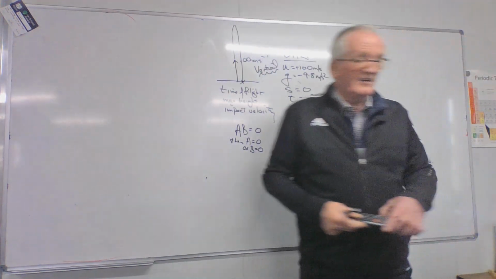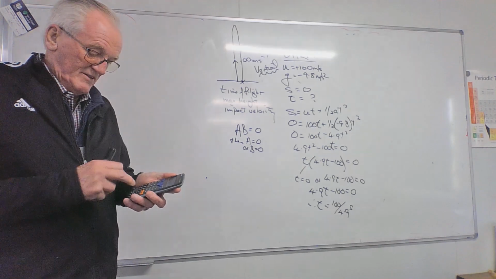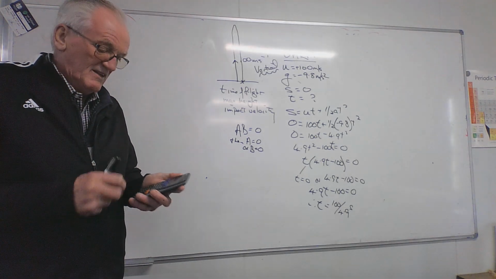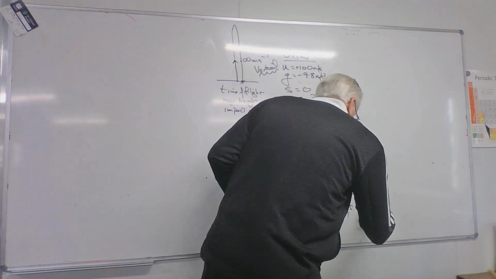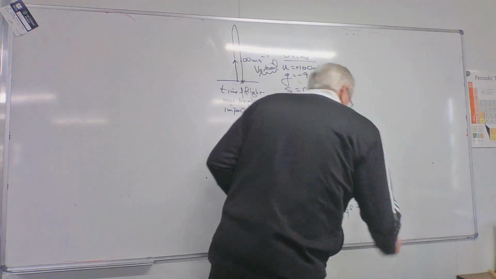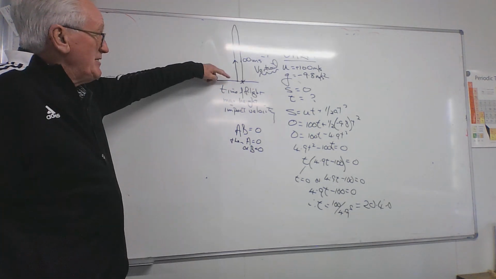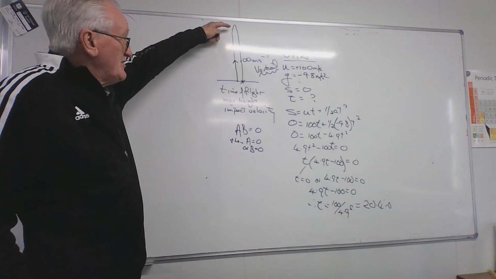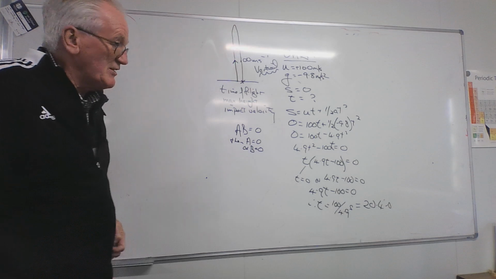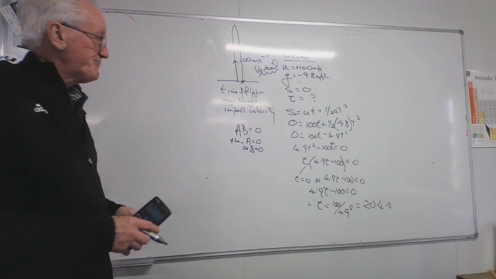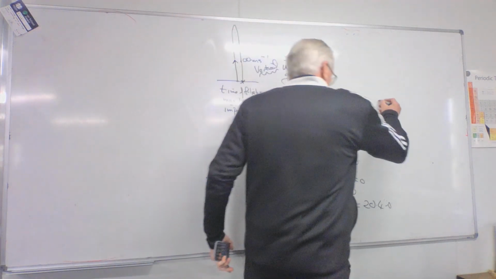And I'm just going to do that on the calculator. 100 divided by 4.9 equals 20.4 seconds. Now you can have a bit of a check to make sure that that's right. If you're travelling 100 meters per second, it's going to take you 10 seconds roughly to reach your maximum height, 10 seconds to fall again, so it's about 20 seconds, which is pretty right. Then, after that, let's have a look at the maximum height.